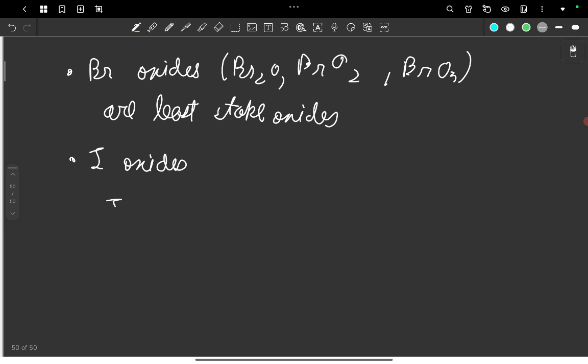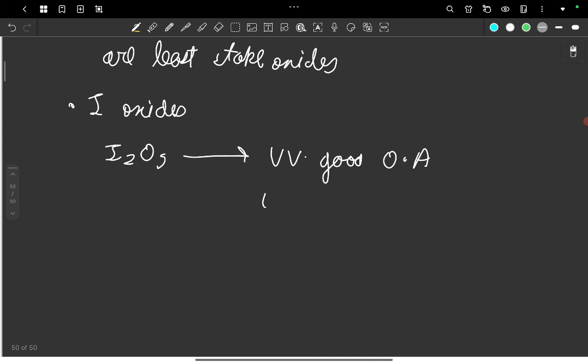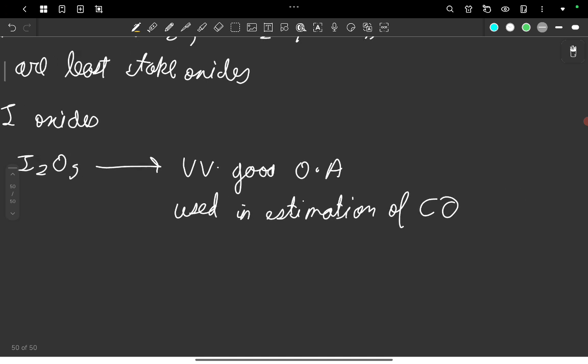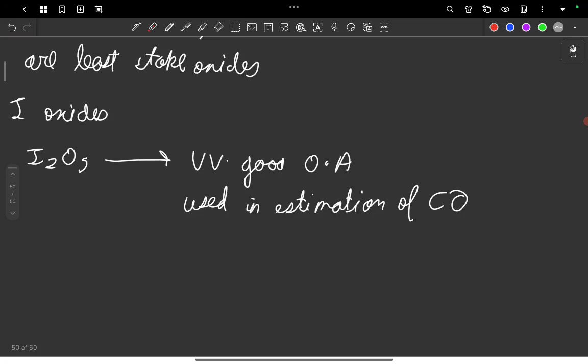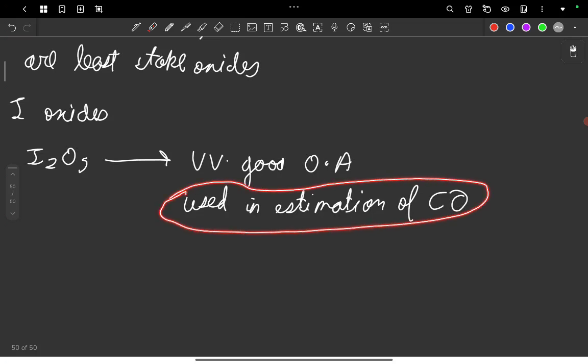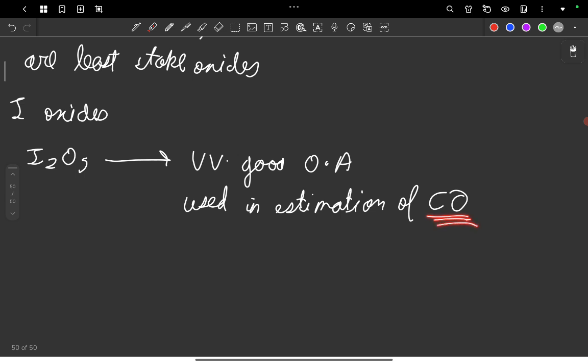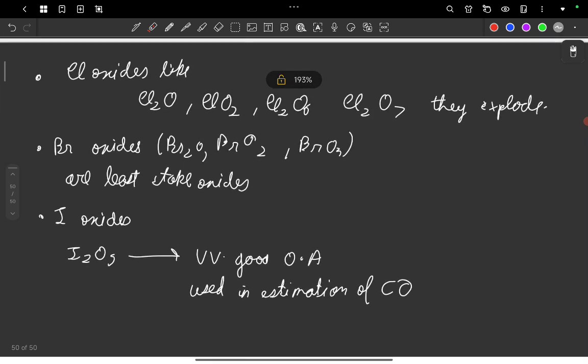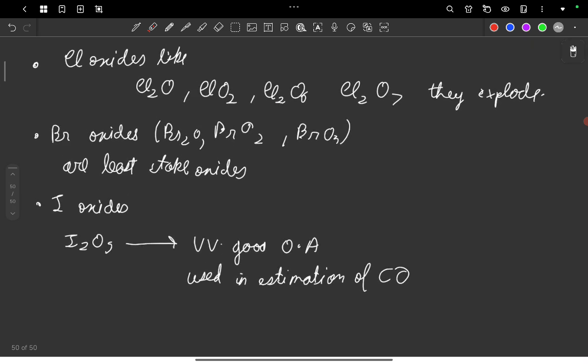And basically I2O5 is a very good oxidizing agent and is used in estimation of carbon monoxide. They can ask this as an MCQ, and I want you to remember that they are used to estimate carbon monoxide. Must be some titration thing, I don't know. But yeah, that was it about their oxides.